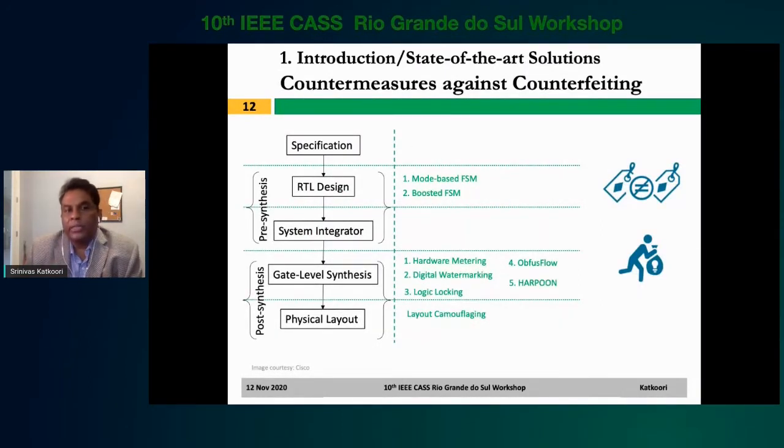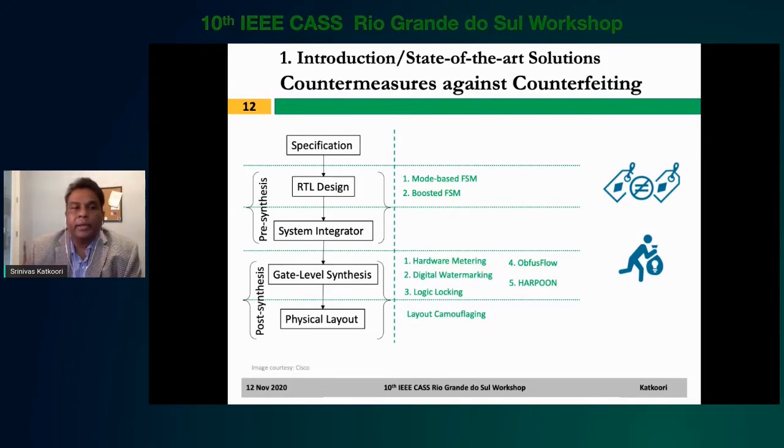So what are the countermeasures? IC security design has been at the forefront in the last 10, 15 years. This problem has been recognized, and now there are thousands of researchers across the world addressing these problems. What we see is that at the lower levels, which is the gate level and the physical layout level, several techniques have been proposed. For example, watermarking, logic locking, and camouflaging the design so that it's hard to break.